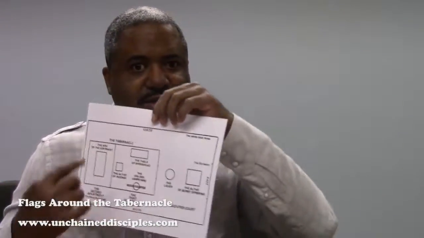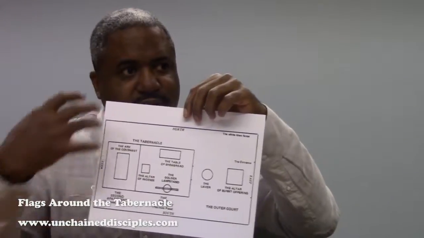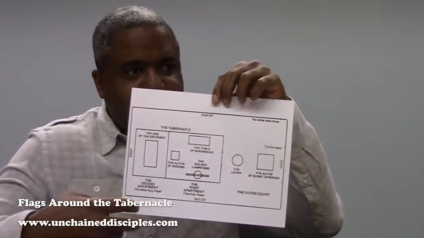Since the Levites were around the tabernacle, that would leave only 11 tribes. But Joseph's tribe was the largest, and so they were divided in two, Ephraim and Manasseh. So then they had 12 tribes, and the 12 tribes lived around the tabernacle, three here, three here, three here, three to the south.